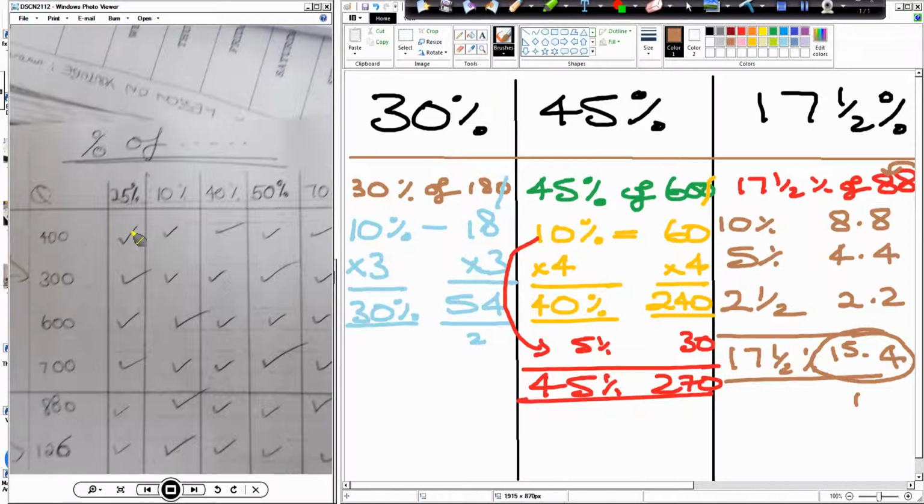I want you to work out 25% of 400, 10% of 300, 40% of 600, 50% of 700, 25% of 880, 10% of 126, 40% of 126, 50% of 126, and 70% of 600. There are some questions for you to try. Do them now in your books. I'll come and walk around to help you.